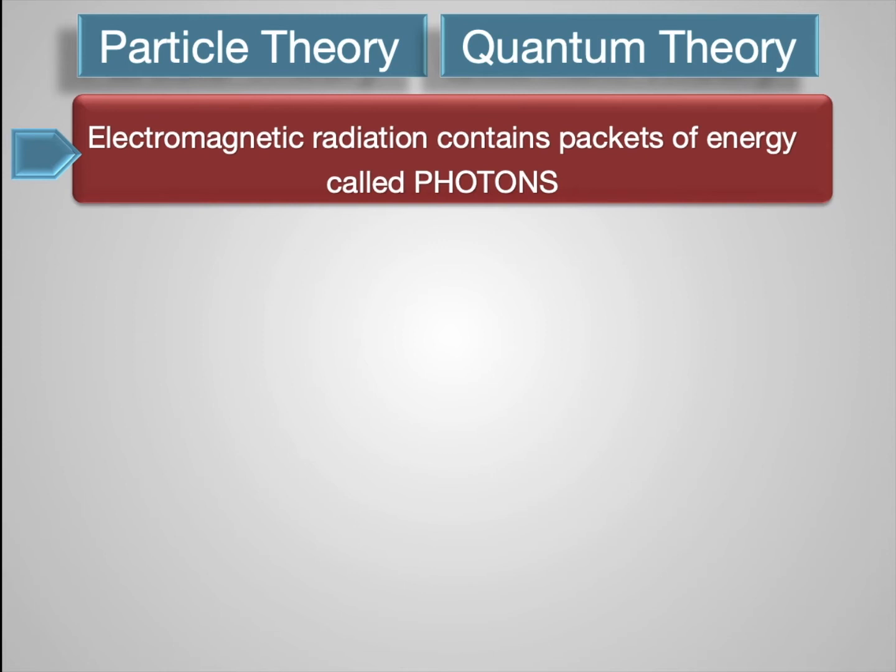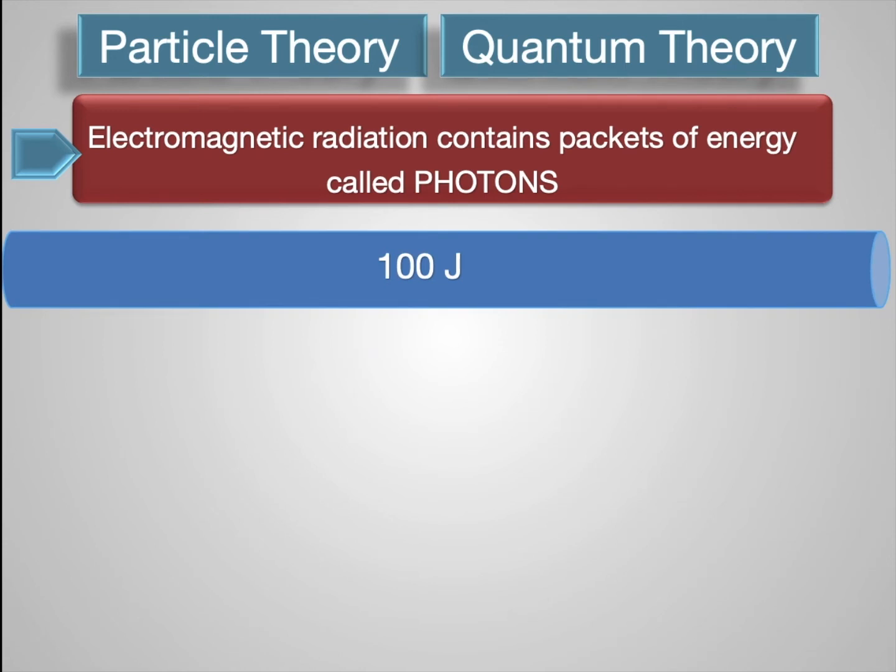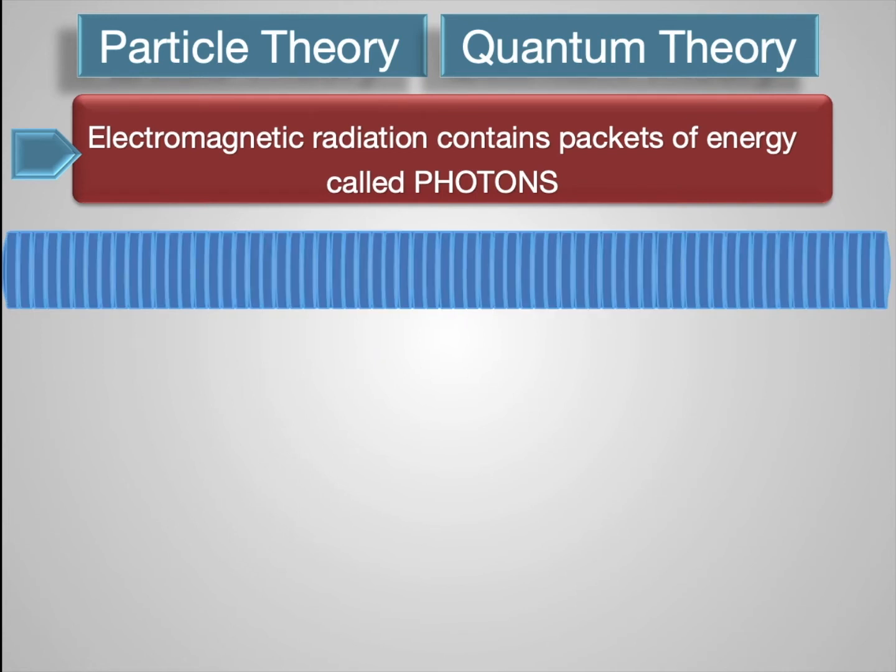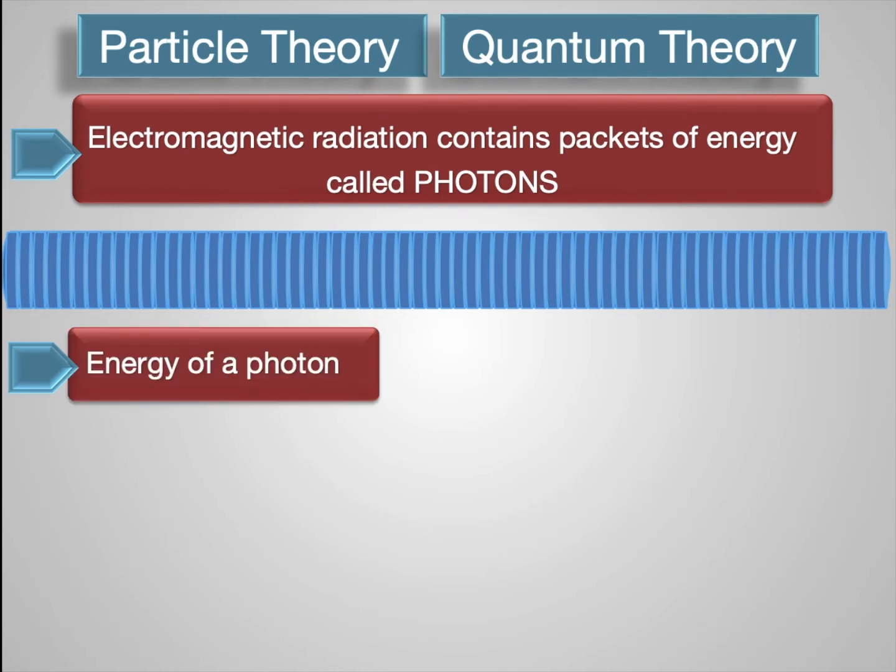Quantum theory says light is made of separate, discrete packets of energy. We call them photons. For example, if wave theory says this is a 100 joule wave, particle theory says it's not a single package. This 100 joule is made of separate packets of energy. The second point of particle theory is what decides the energy of a photon.